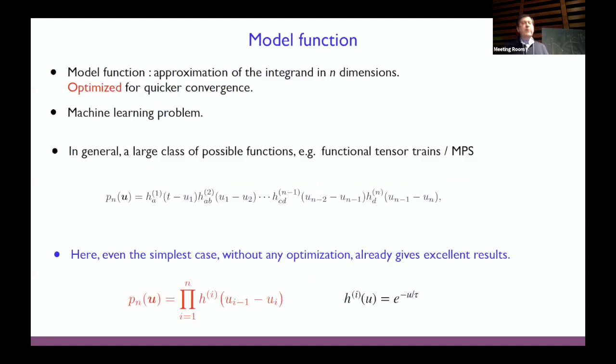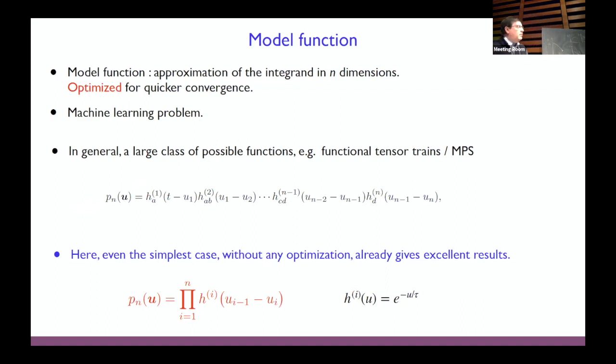Now, which kind of model function do we use? The model function is an approximation of the integrand in n dimensions, and this function should be optimized for quicker convergence. So it's a kind of machine learning problem, if you want. A large class of functions that we could use to make this change of variable is written here. It's a product of functions of the time differences, maybe with tensor indices, with different kinds of functions. These are well known in machine learning contexts. They are called functional tensor trains, from MPS techniques.